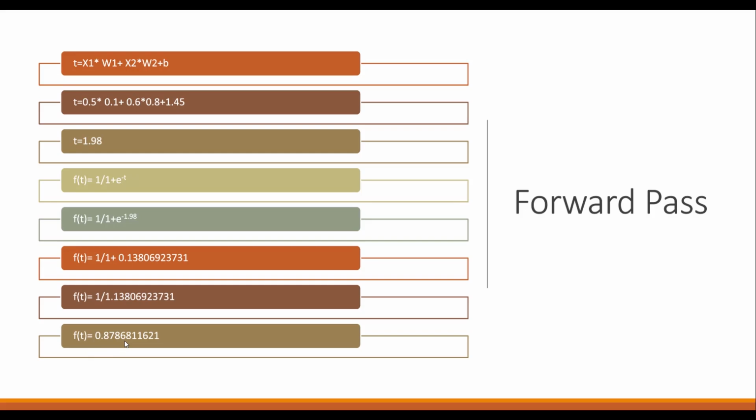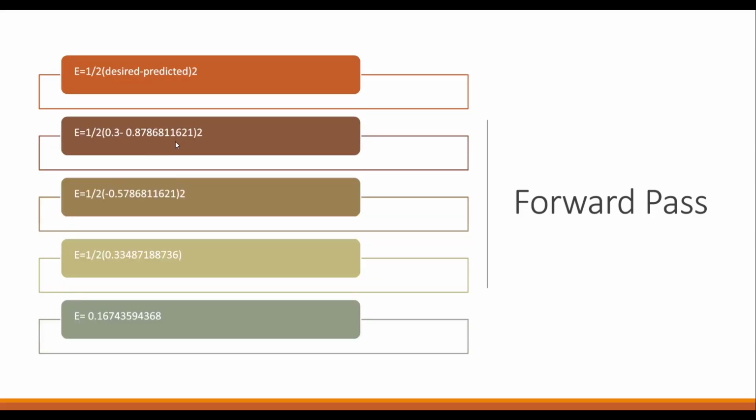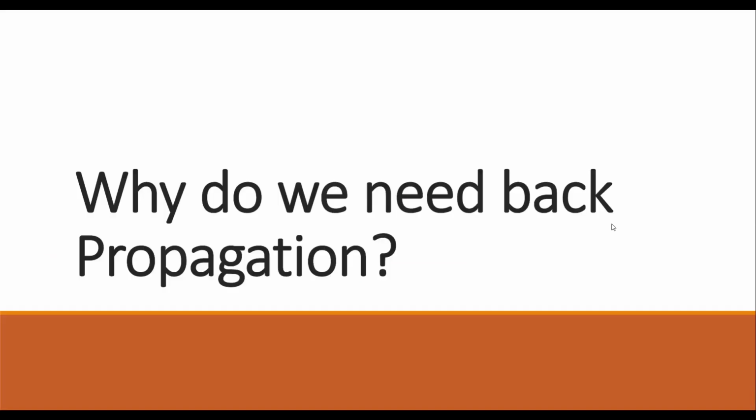So the output of the activation function from the output neuron reflects the predicted output of the sample. Now we will discuss the difference between the desired and the predicted output. The equation is E equals 1 upon 2 times (desired minus predicted) raised to power square. In this we have assigned the desired output, that is 0.3, and the predicted output, that is 0.8786. We have subtracted the values and the value comes to minus 0.5786. After squaring, the error value is 0.16743.